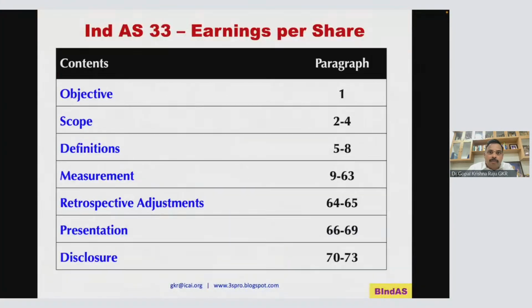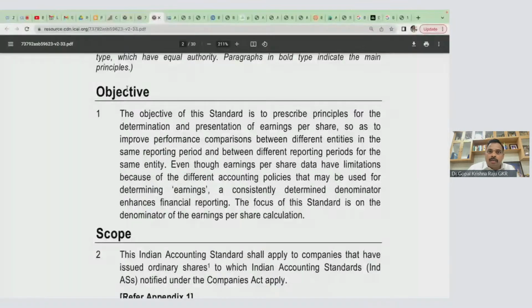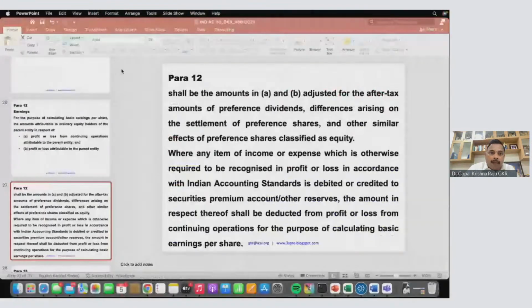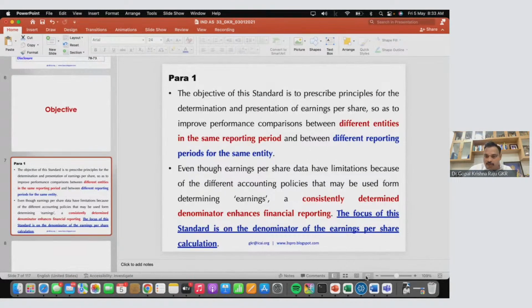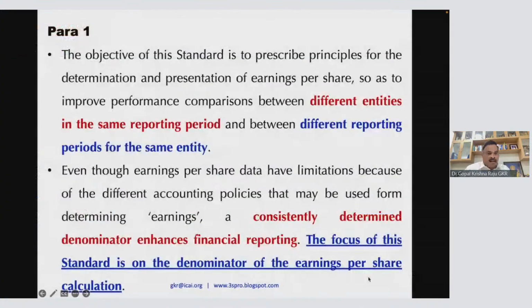Here, I'll take you to the 33 part. Look at this para number 1. Very important paragraph. Why this particular standard? The objective of this standard is to compare the earnings per share, only for comparison: the principles for determination and presentation of earnings per share. Now, normal wordings will be measurement, recognition, and disclosure. Of course, identification. We call it IMRD.